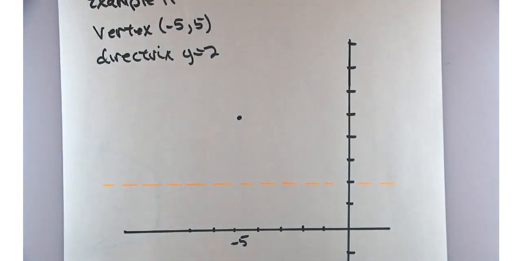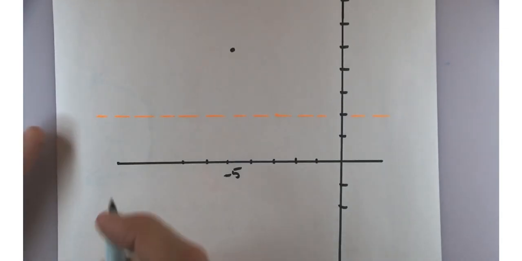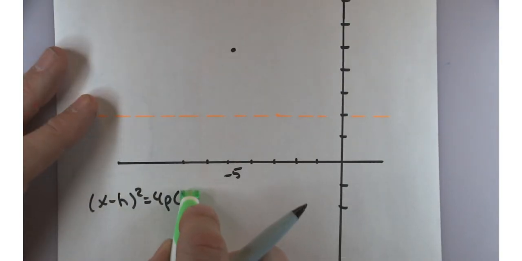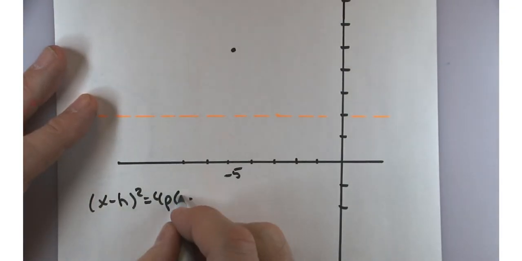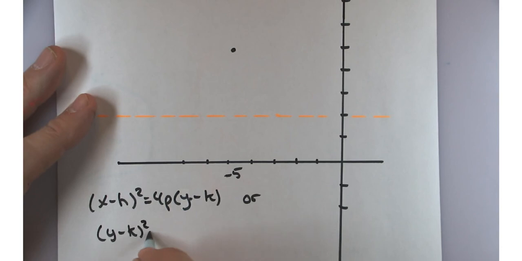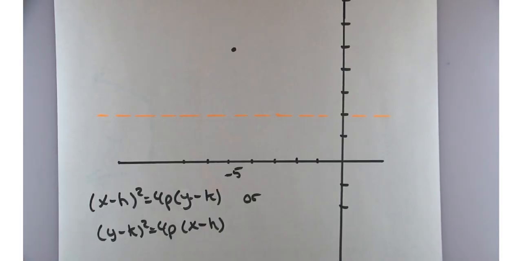Because which way this has to open is going to determine if you're going to use this equation, (x minus h) squared equals 4 times p times (y minus k), or (y minus k) squared equals 4p times (x minus h). So you have to decide which one is correct based on which way this is going to open.